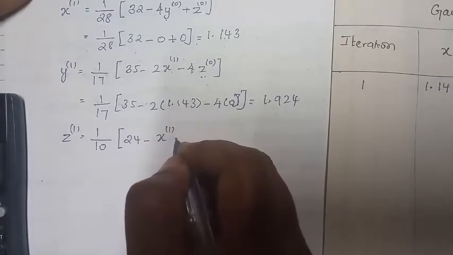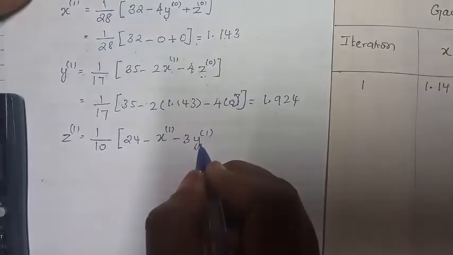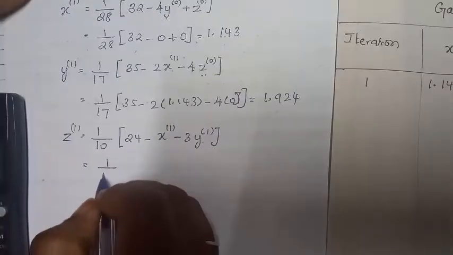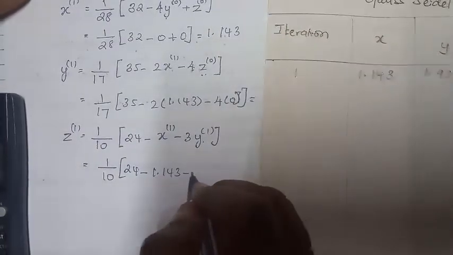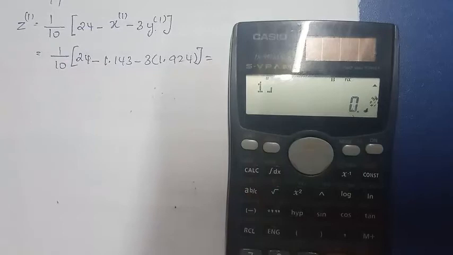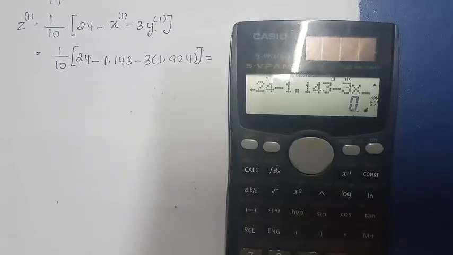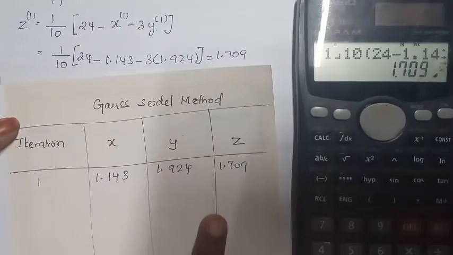Then z value: 1 by 10, 24 minus x value. The recent value is from the first iteration only. Minus 3y1. Now we have obtained the recent value of y also from iteration 1. So 1 by 10, 24 minus x value, which is 1.143, minus 3 into y value, which is 1.924. That is equal to 1 divided by 10, open the bracket, 24 minus 1.143 minus 3 into 1.924, close the bracket, equal to 1.709. First iteration is completed.